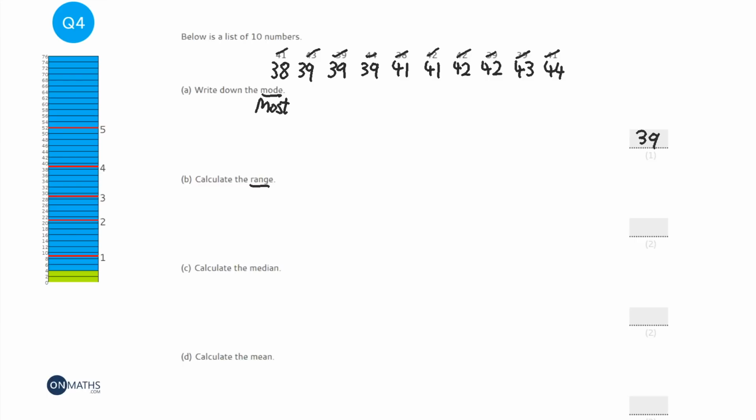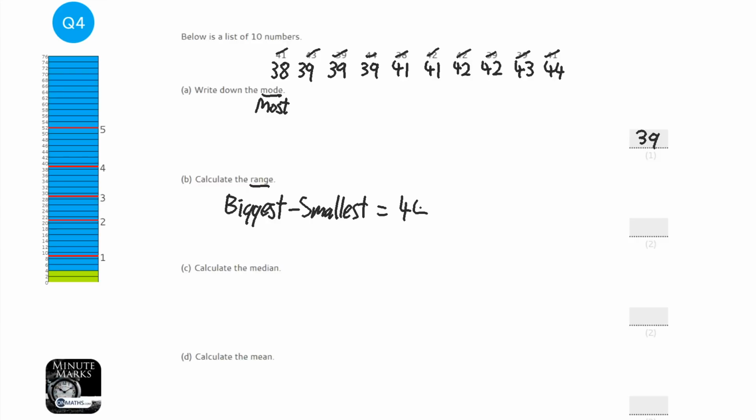The range is the biggest take away smallest. And again, this is a lot easier when they're all lined up. So it's 44, which is the biggest, take away the smallest, which is 38. Now, I know that you can do this in your head, but use your calculator anyway. Why not? Because this is a calculator question, but we know the answer is going to be 6.